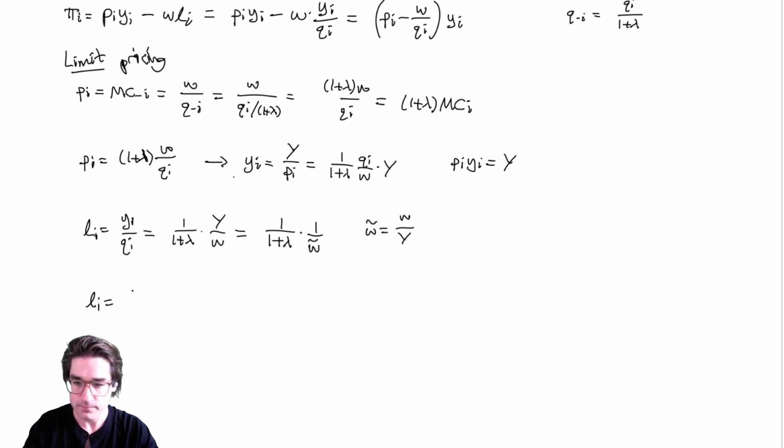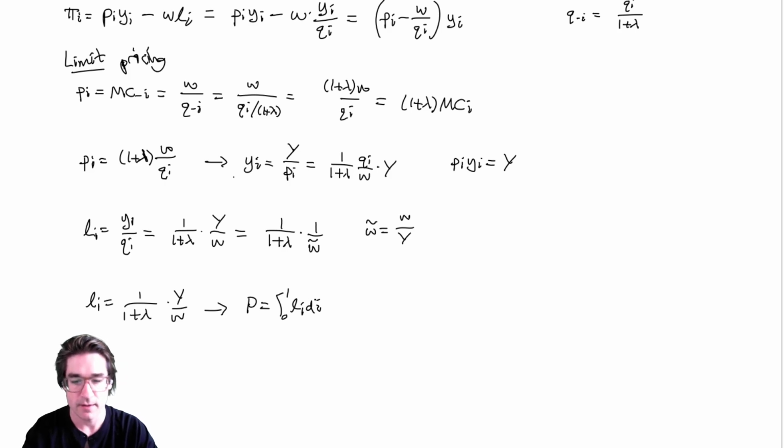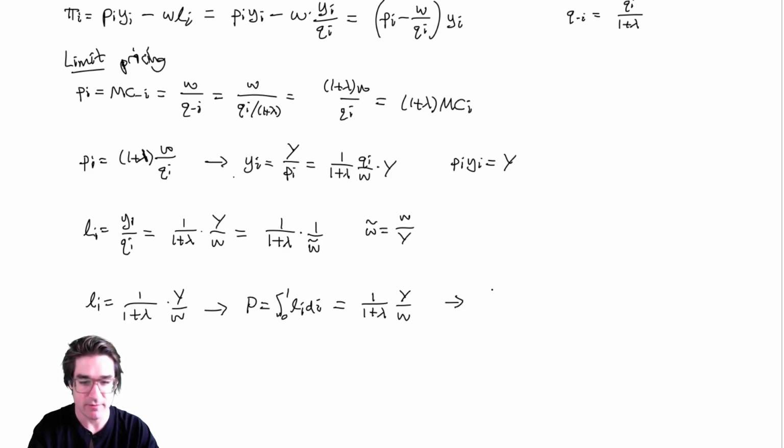Li. Let's keep it in unnormalized terms for now. Li is going to be 1 over 1 plus lambda times Y over W. If we integrate that, we're going to call P total production labor, which is the integral of all these little product lines, how much labor they're using. And what's that going to be? That's pretty simple in this case. It's a constant integral, and it's a unit integral, so there's no issue of picking up factors of n. So P is equal to 1 over 1 plus lambda times Y over W.